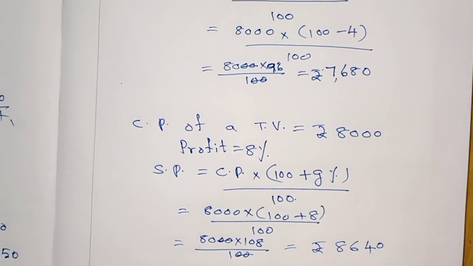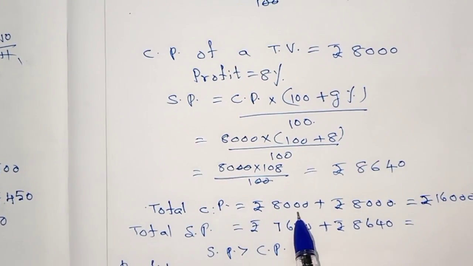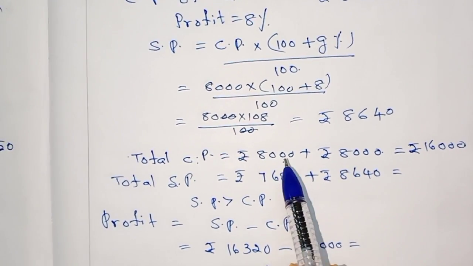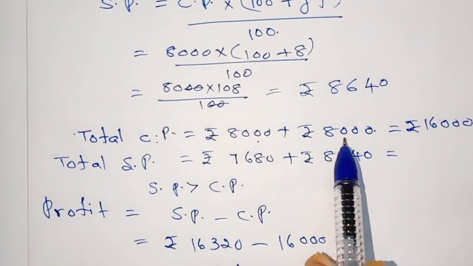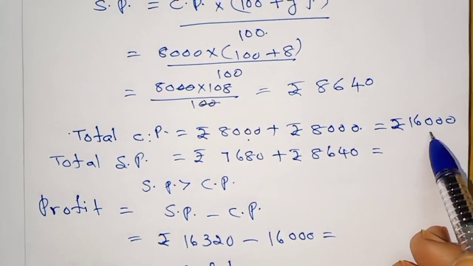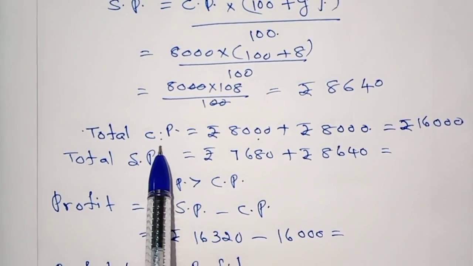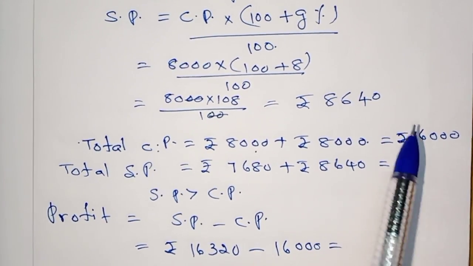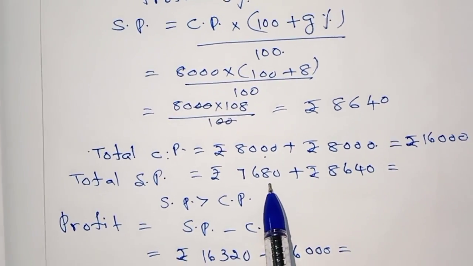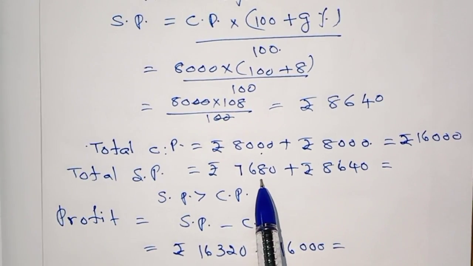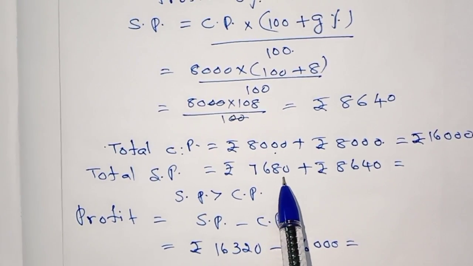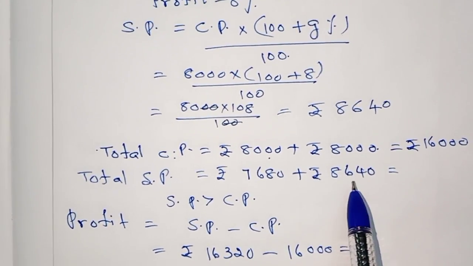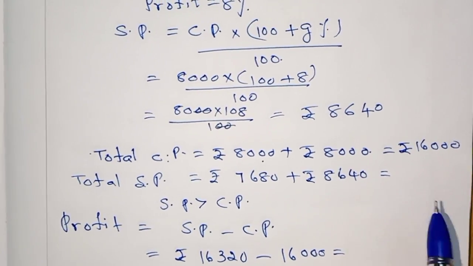Now we compare them. So what is the total CP? 8,000. Because the CP is the same, this is VCR and this is TV. Cost price of the VCR as well as TV both are the same. So when you add, this is the answer. This is the total CP. What is the total CP? 16,000. Now selling price. This is the selling price of the VCR. So VCR is sold at a price of 7,680 rupees. And this is the selling price of the TV. So it is sold at a price of 8,640 rupees.